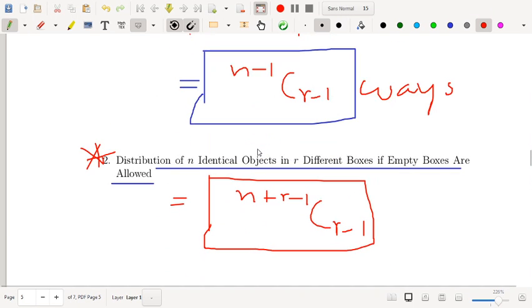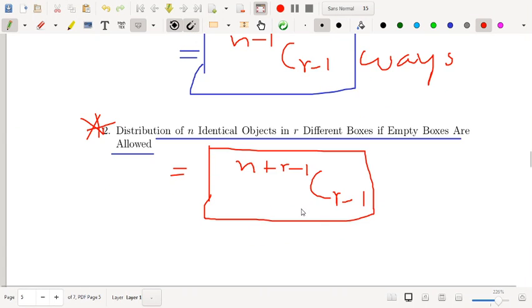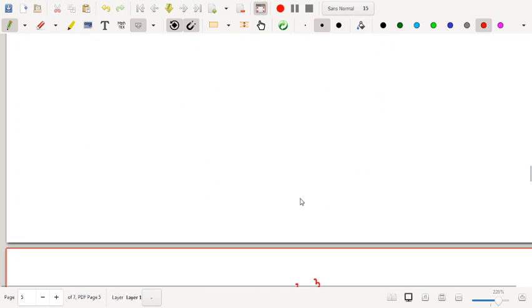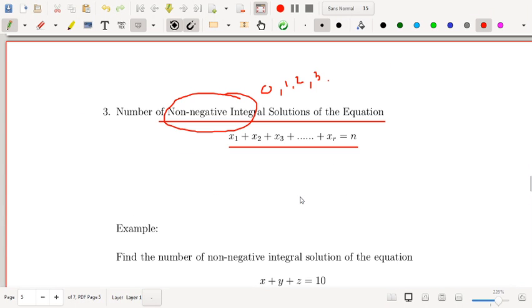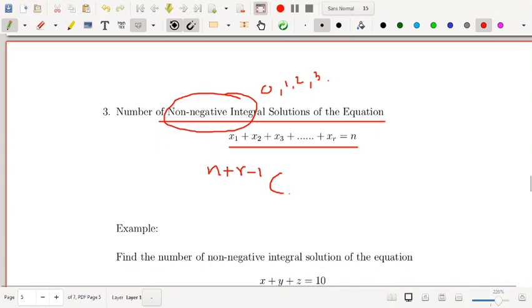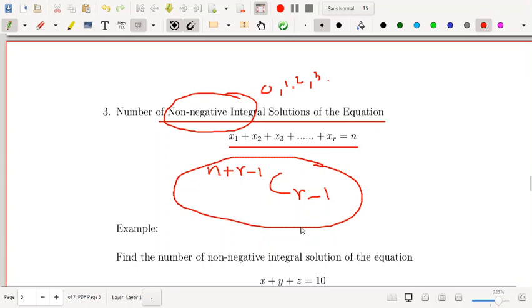So if empty boxes are allowed, what is the result? n plus r minus 1 C r minus 1. So your result will be this. That is the distribution of n identical objects in r boxes if empty boxes are allowed, and in this case it is the non-negative integral solutions of the equation, so 0 is being considered. Okay, clear? So this is how you deal with identical objects or with solutions of equations.